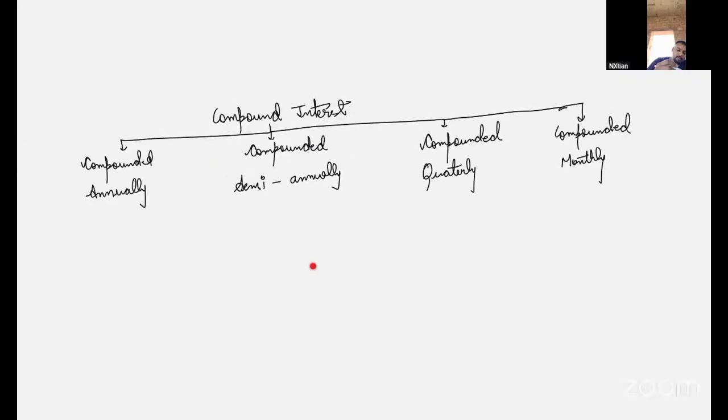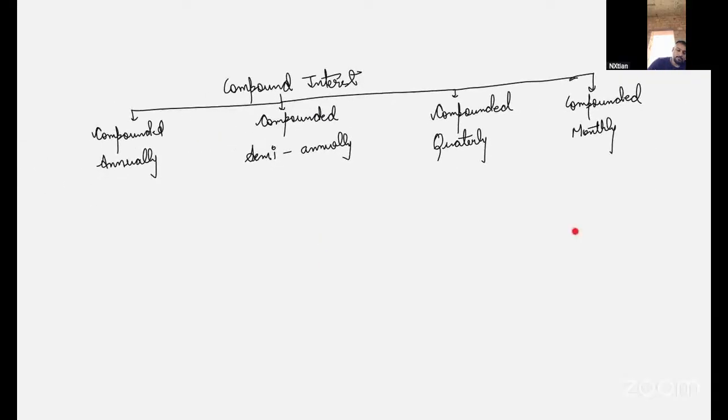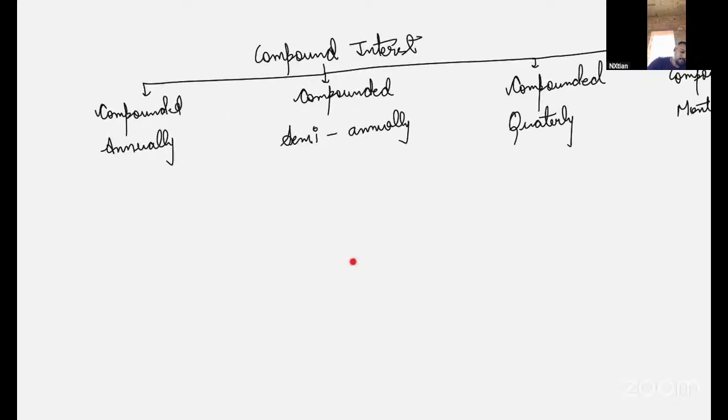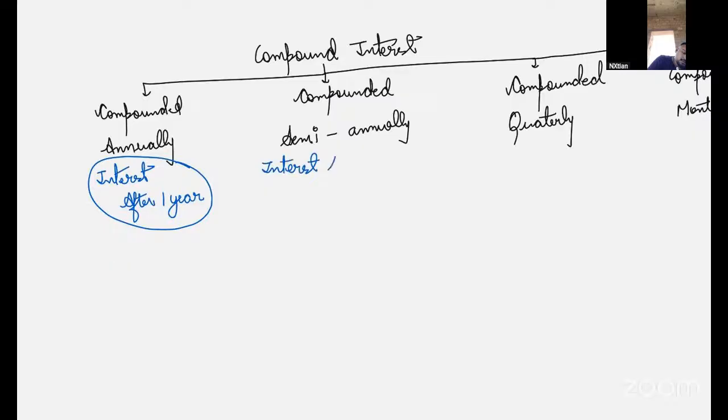See, what is the main meaning of compounded annually? Compounded annually means that you will apply the interest after 1 year. After 1 year means when 1 year completes, you will apply the interest. Semi-annually means interest after 6 months. In this you will apply the interest after 6 months.